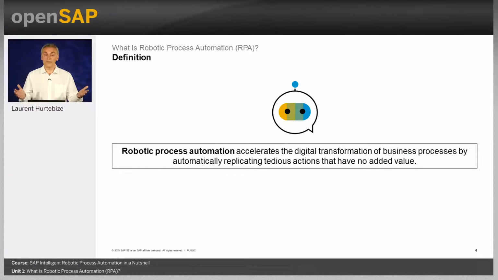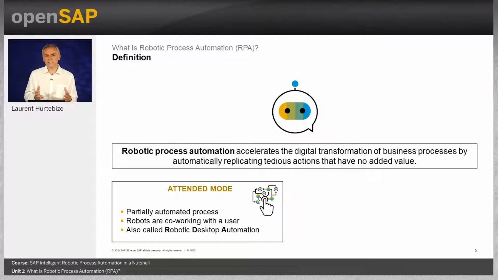This is where RPA can help. Here's the definition. Robotic process automation accelerates digital transformation of business processes by automatically replicating tedious actions that have no added value. Correct. And now there are 2 ways to consider this assistance, depending on what needs to be automated and how it should be automated. Does the user really need to validate or input a bit of information that can be found using a rule?